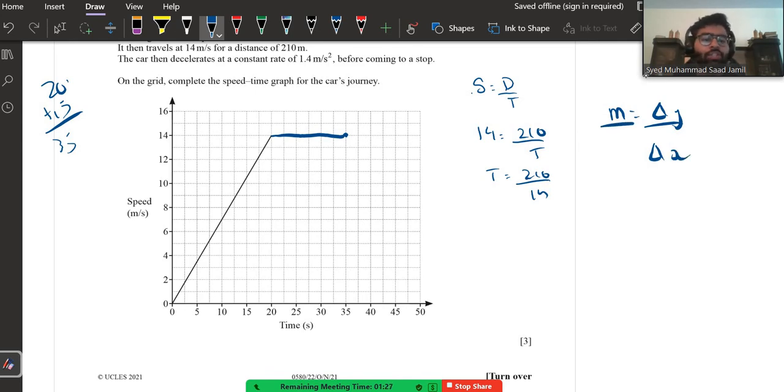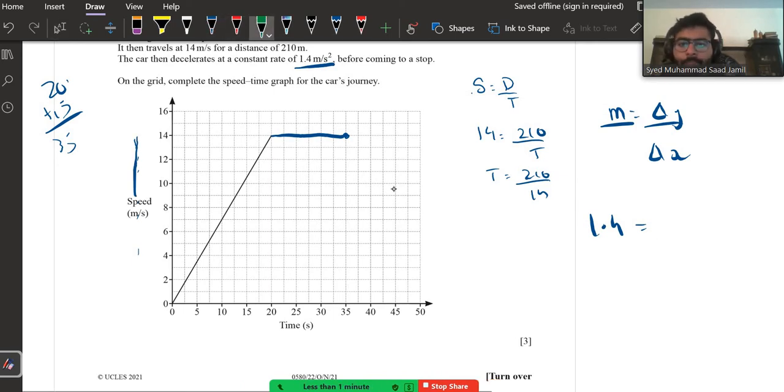So gradient is how much? 1.4. They have given us 1.4, before coming to a stop. Now if the car is going to come to a stop, it is coming all the way down from 14 till 0. So change in y is 14. If you look at it, the car is over here, it's coming all the way down till 0. I'll use another color. How much is change in y? This whole thing is change in y, so it's going to be 14.